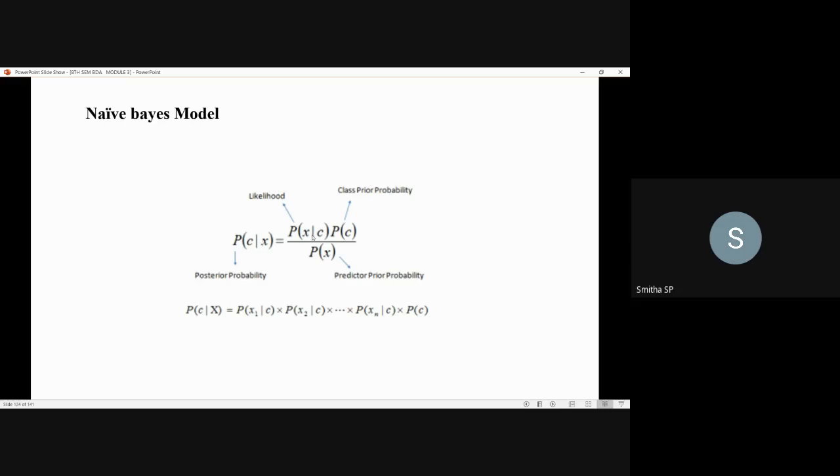Next, you can see the two terms in the numerator. One is the likelihood, that is P of X given C. And P of C, this term we call the class prior probability. And in the denominator, you can see P of X, which we call the prior probability of a predictor. So what are these things? What is the posterior probability? What is the likelihood? What is the class prior probability? And what do you mean by the prior probability of a predictor?